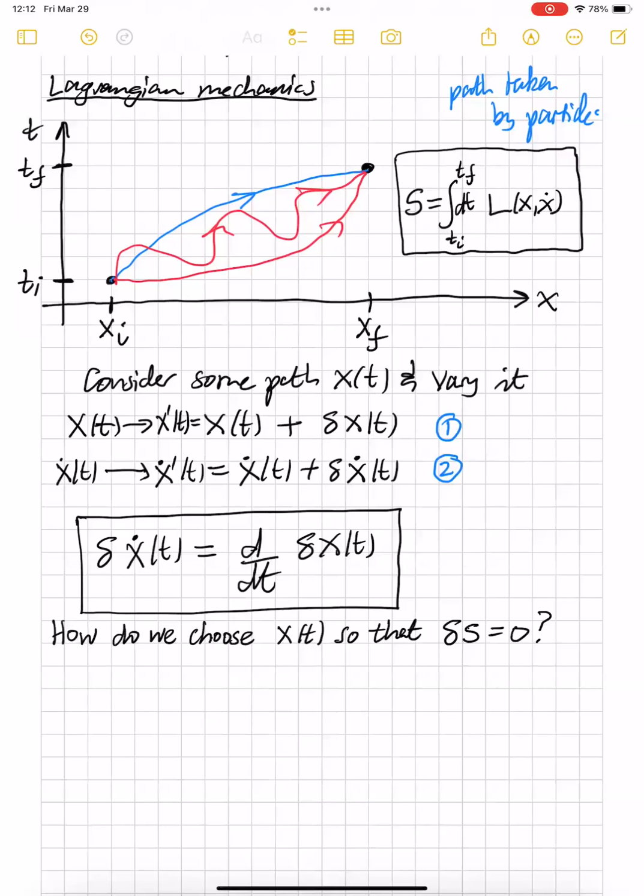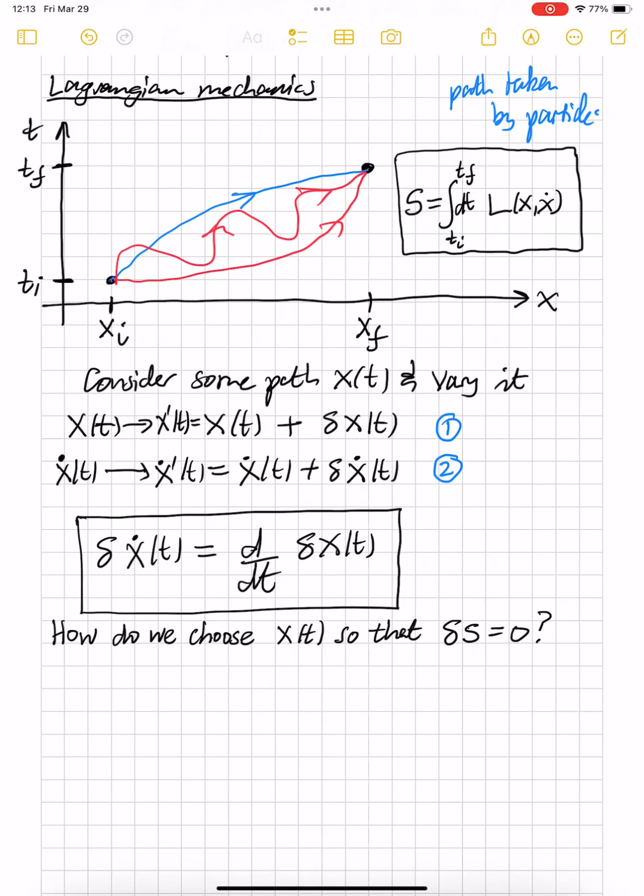Okay, so we're trying to work out which path will minimize the action, because according to Lagrangian mechanics, that is the path that the particle will take. So we're trying to learn how do we choose x of t so that delta S is equal to 0. Well, we varied the path x of t according to equation 1, and we varied x dot of t according to equation 2. And what we've also done is we've written the last term in equation 2 in terms of the variation appearing in equation 1.